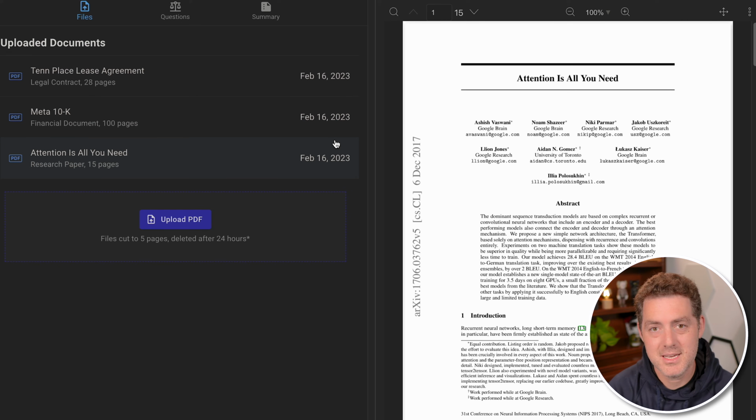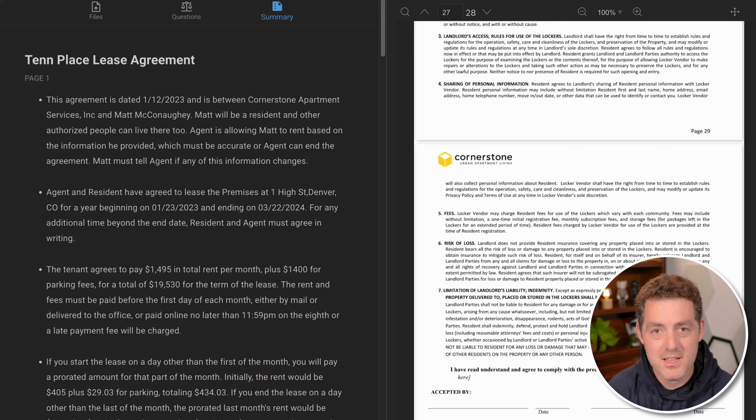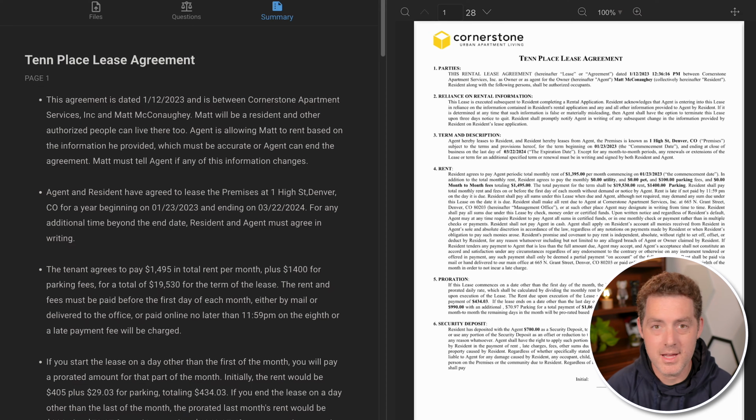There are 3 examples provided by the creator of Ghost Extension. So let's go through those. First is a lease agreement, something that I've read through many times. And this one is 30 pages long of legal mumbo jumbo. And to be fair, it's extremely important to read these lease agreements and understand what's in them. But going through it is so tedious.